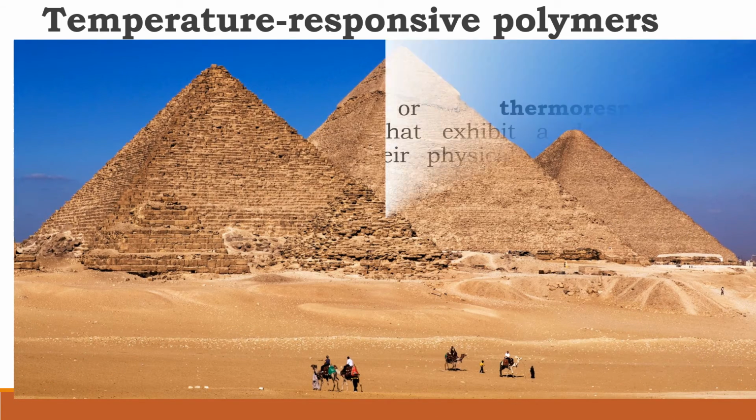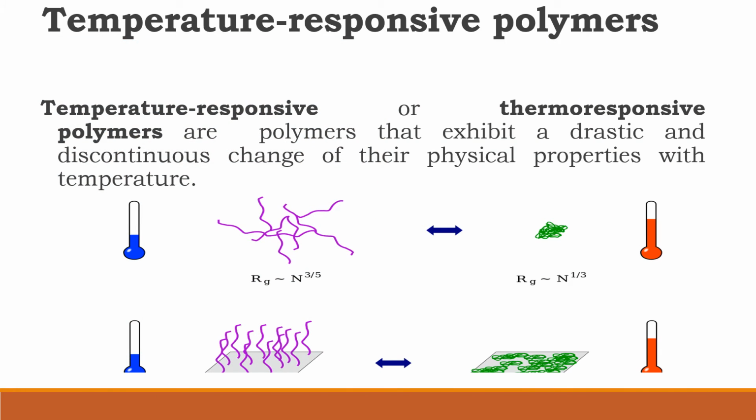Temperature responsive polymers. As we discussed, these are polymers which exhibit a drastic change in their physical properties with temperature. Once the temperature is changed, that is, either increased or decreased, the shape or structure of the polymer gets changed. So, by adjusting the temperature, the polymer could be elongated or compressed, and this makes those polymers highly smart.